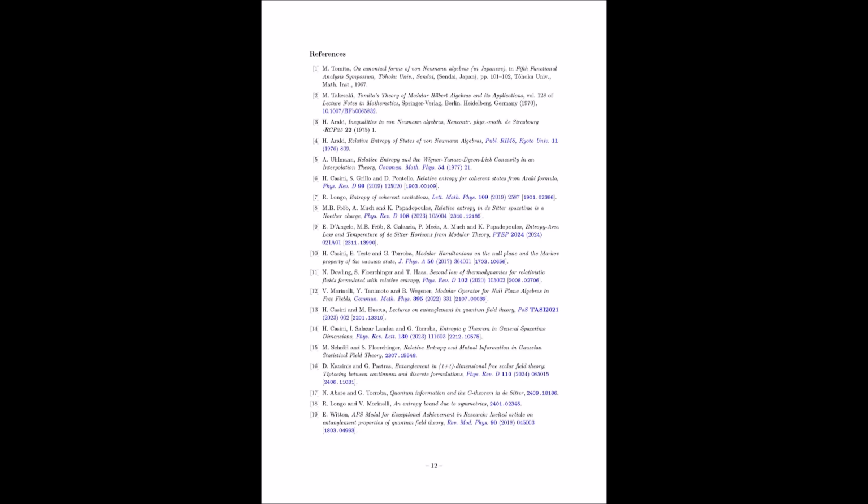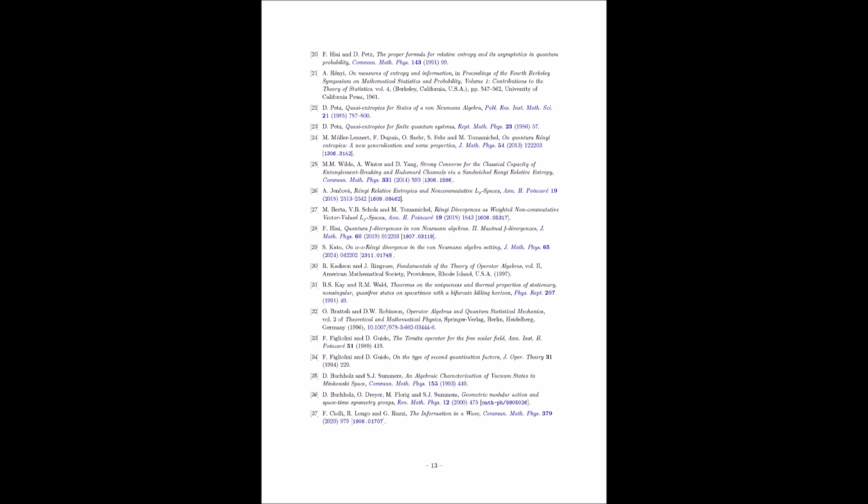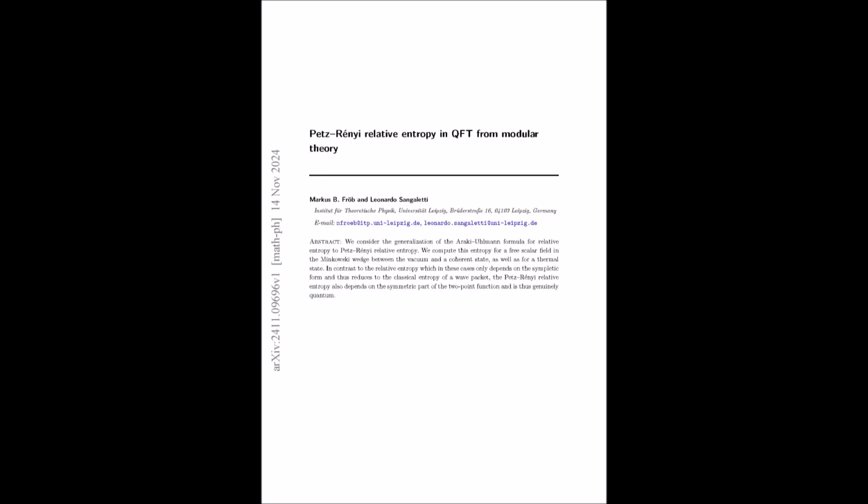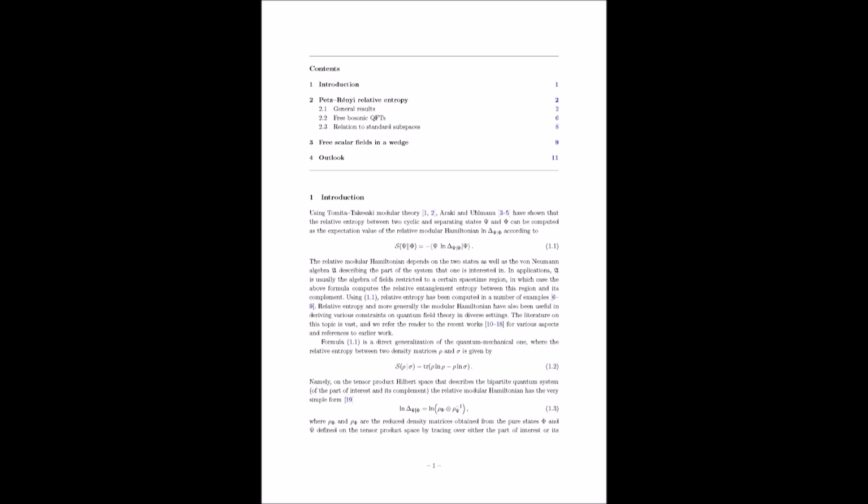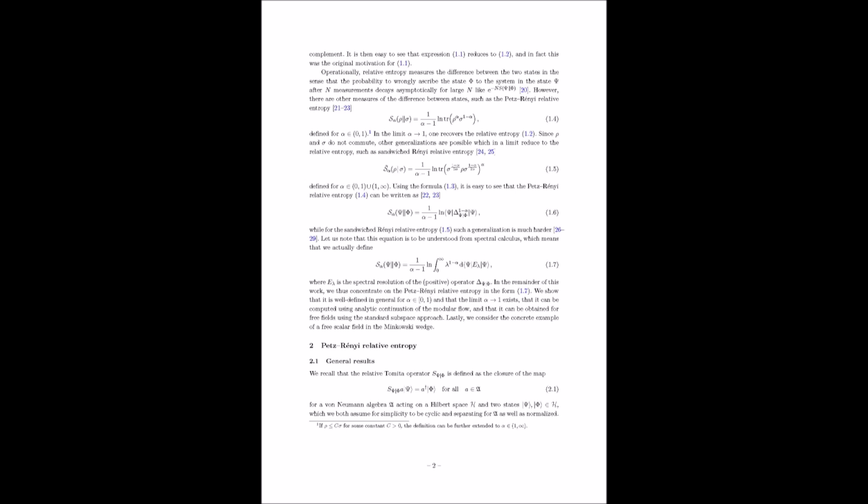Sure. To prove non-negativity, they show that the integrand of the spectral integral defining the Petz-Rényi relative entropy is non-negative. This follows directly from the properties of the relative modular operator and the parameter alpha. And for monotonicity, I'm guessing they show that the derivative of the entropy with respect to alpha is non-negative. Precisely. They calculate the derivative explicitly and demonstrate that it can be expressed in terms of a certain integral that's guaranteed to be non-negative due to the concavity of the logarithm function.